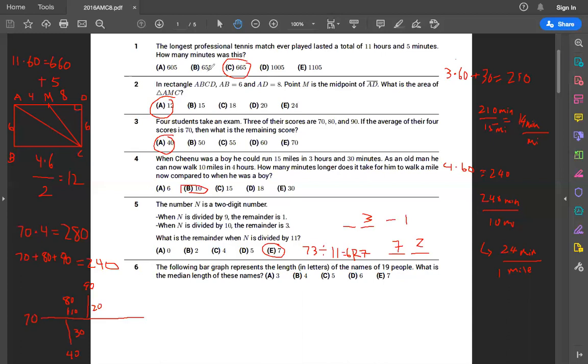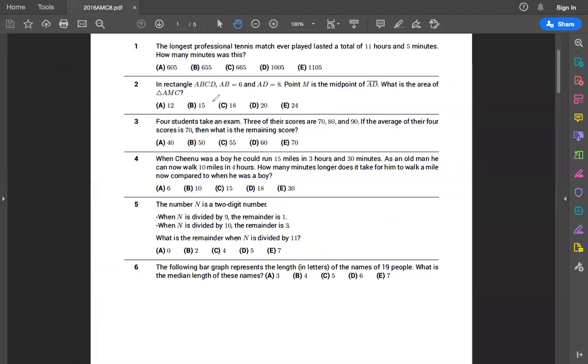Okay, so C, A, A, B, E, those are the answers for the first 5 problems. Any questions? All right, move on.